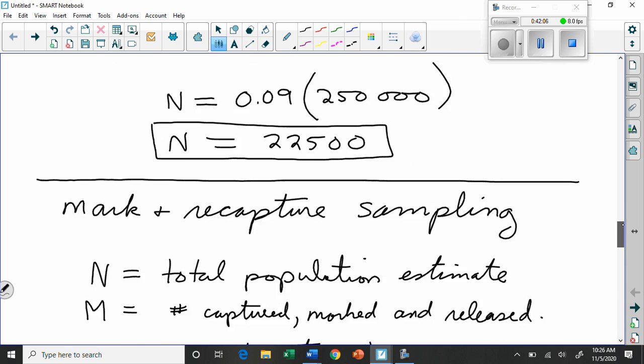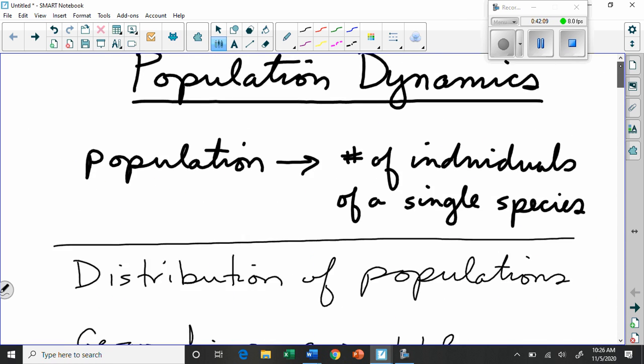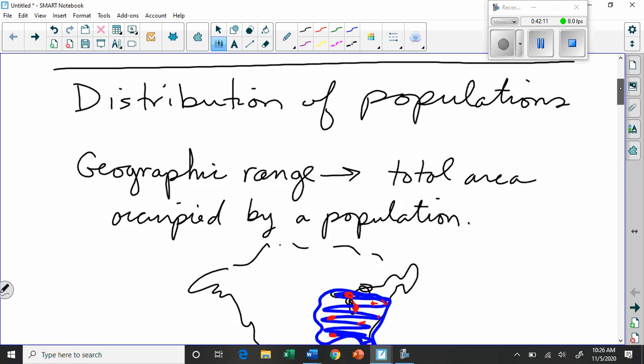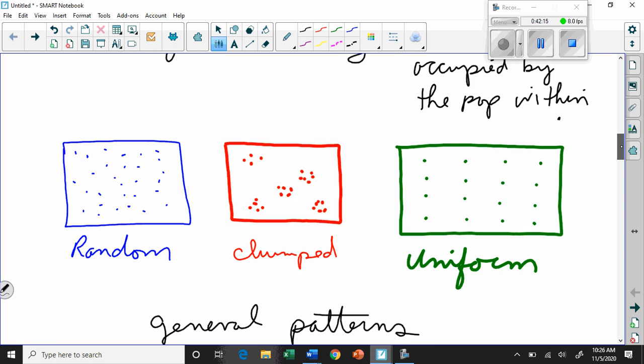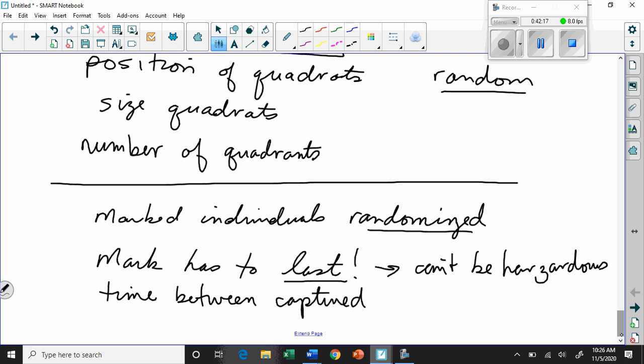But that's basically the concept of population dynamics, measuring populations, population densities using numbers and areas. And we'll stop there.